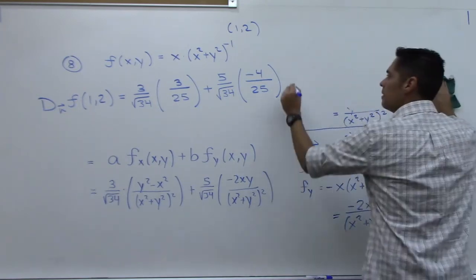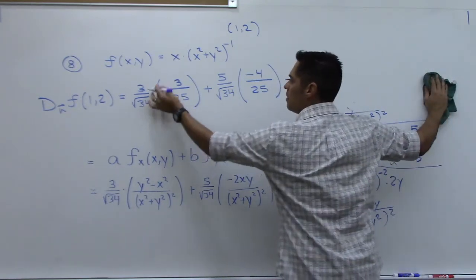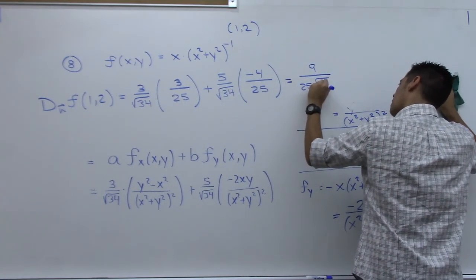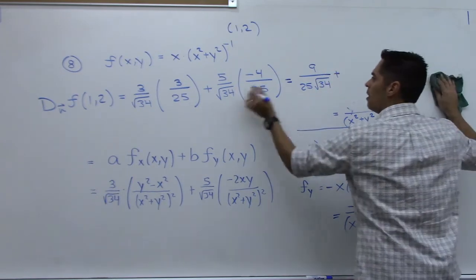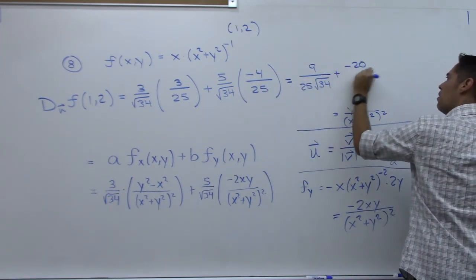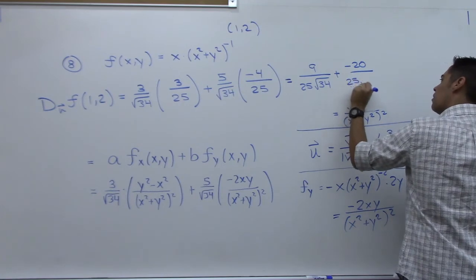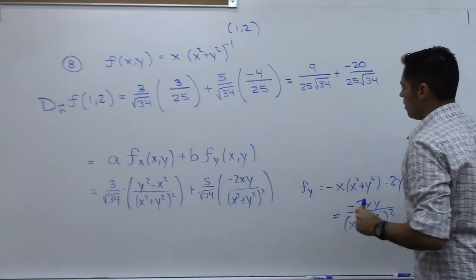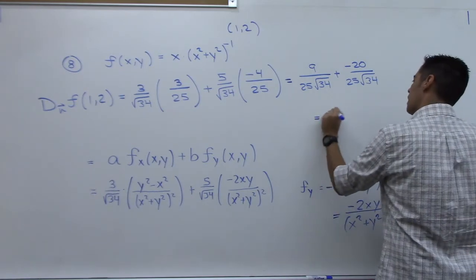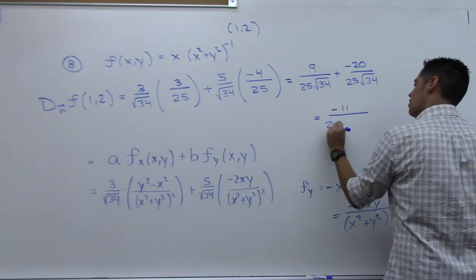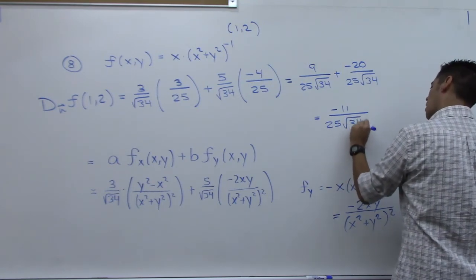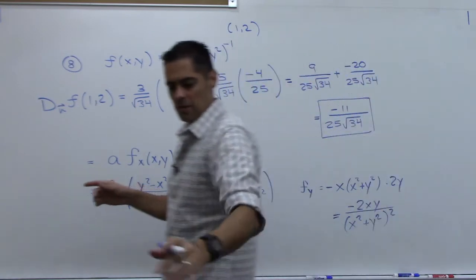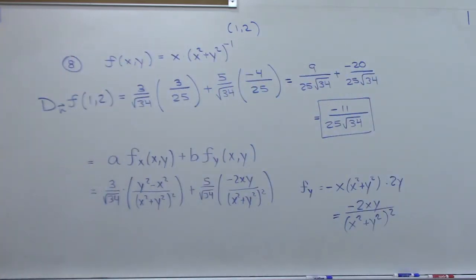So we get, see, multiplying these and these, we get 9 over 25 root 34, plus multiplying these, -20 over 25 root 34, which is -11 over 25 root 34. So we actually have a negative directional derivative. So if we go in that direction, we're going to be going down.